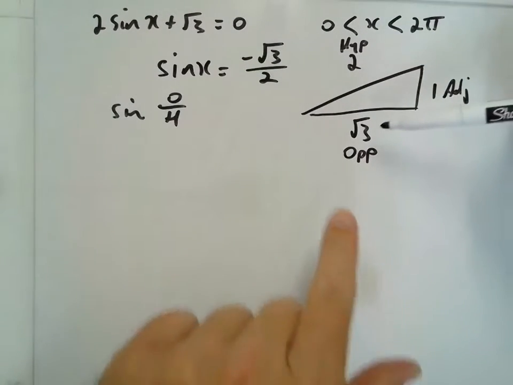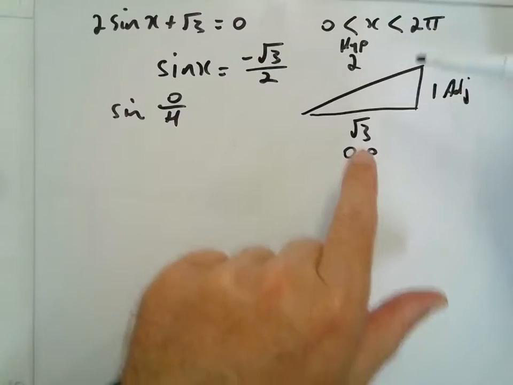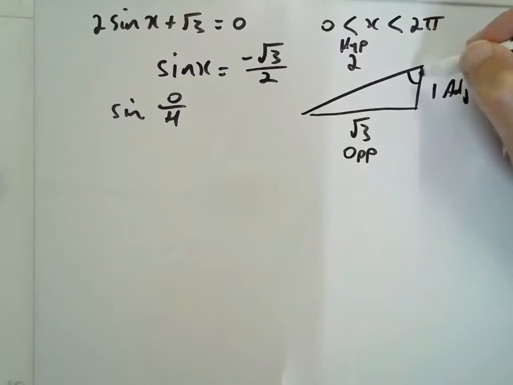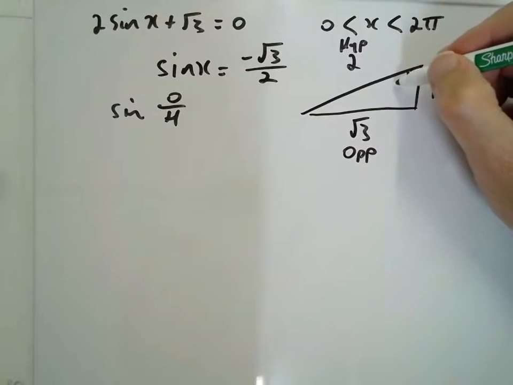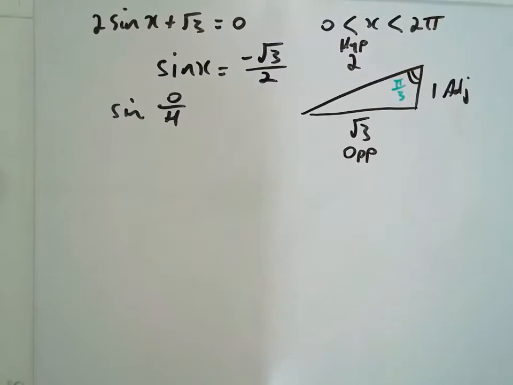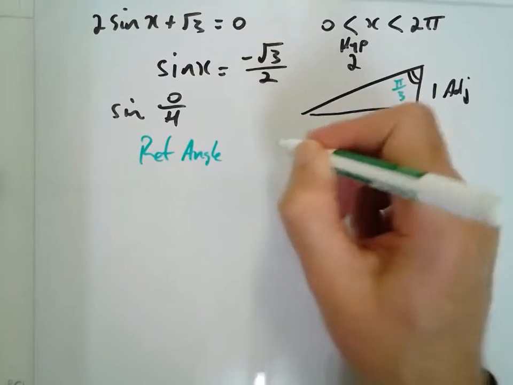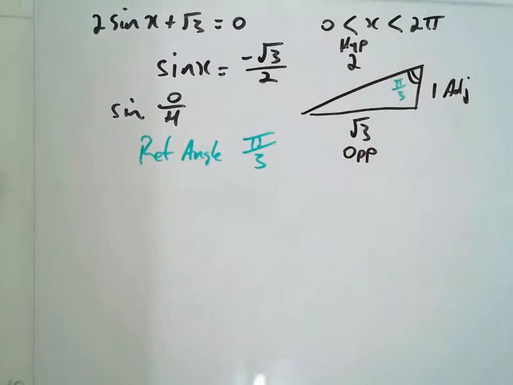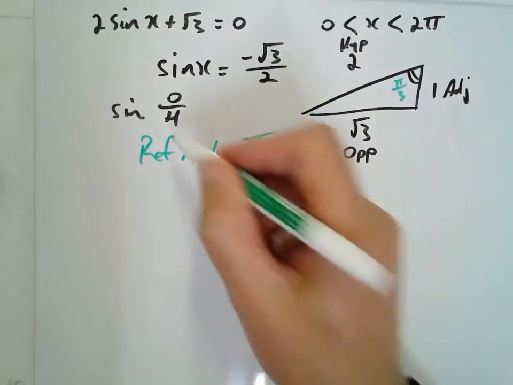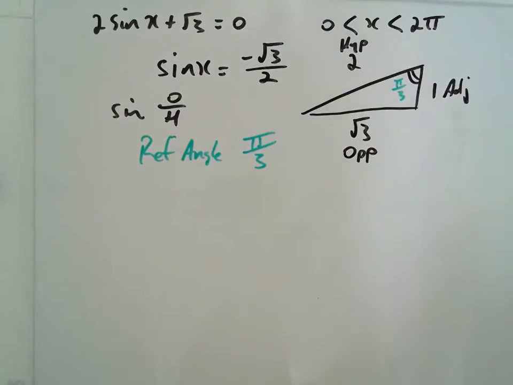So, if this is my opposite and that's my hypotenuse, clearly the angle we're talking about is that one in there. That angle there is pi on 3, or 60 degrees. So our exact value triangle, it's done its job. It has given us our reference angle. So we can go now, our reference angle is pi on 3. Our reference angle is what we're going to draw in our unit circle, isn't it?